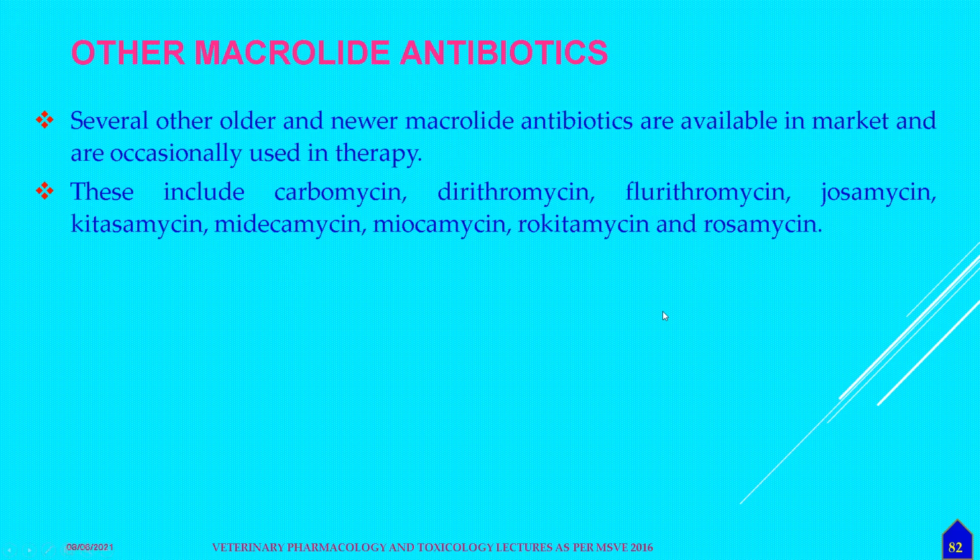Then the different structure activity relationships. So you can compare the different activities. This is the macrolide ring, which is very common in most of the antibiotics, especially the macrolides. Several other older and newer macrolide antibiotics are available in the market and are occasionally used in therapy.